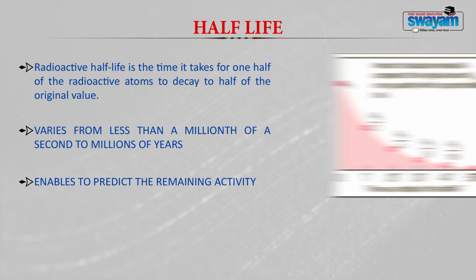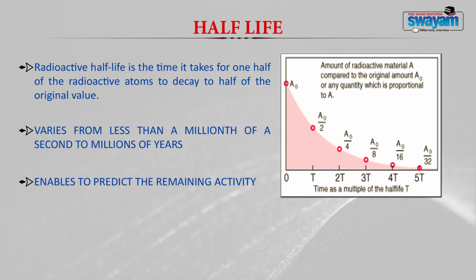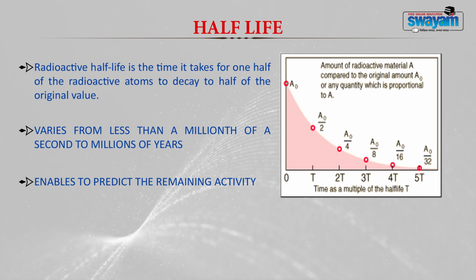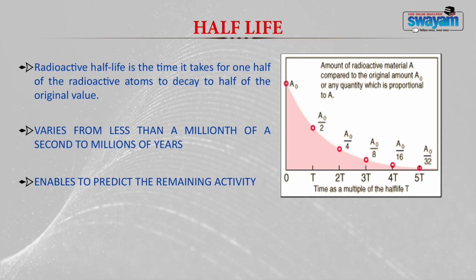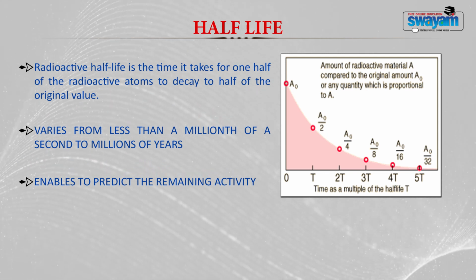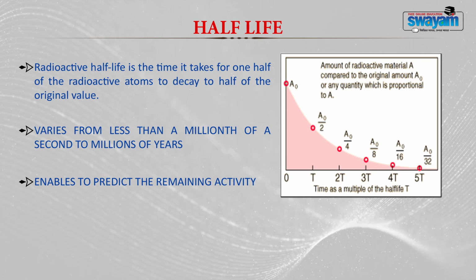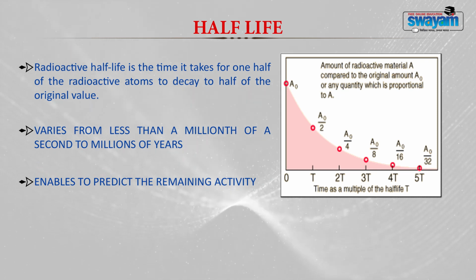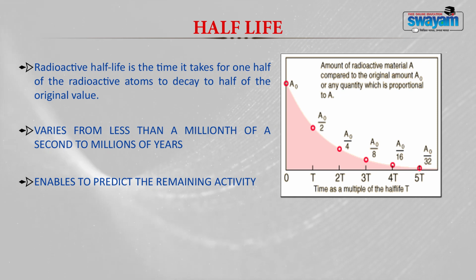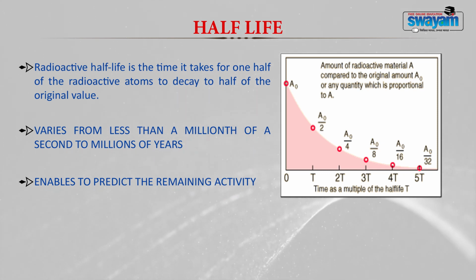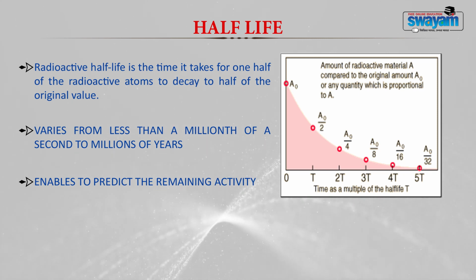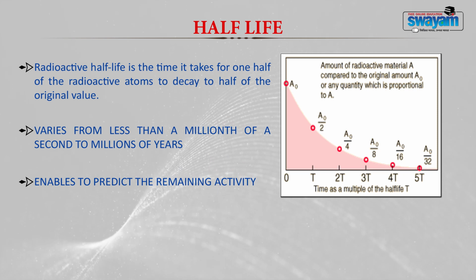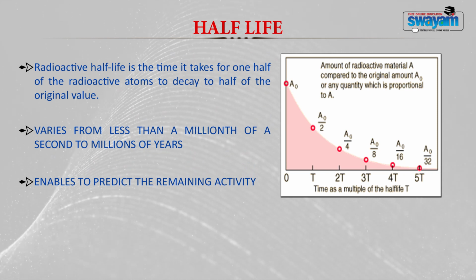If you have a look at this figure, you will find that suppose A0 is the initial amount of a radioactive material. After one half-life, the material will be A0 by 2, and after the second half-life period, this will be A0 by 4, and after the third half-life, this will be A0 by 8, and after the fourth half-life period, this will be A0 by 16, and so on. So, the amount of radioactive material A compared to the original amount A0, or any quantity which is proportional to A, is shown in this figure.